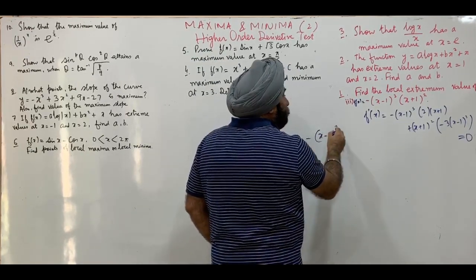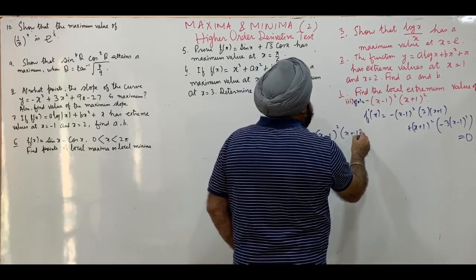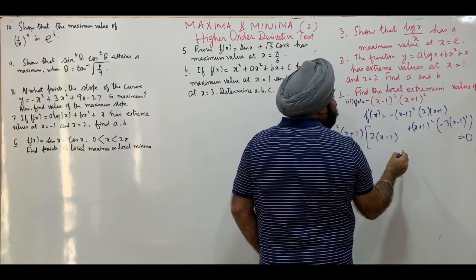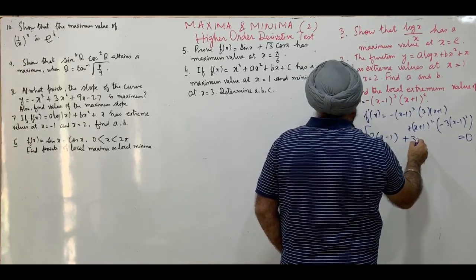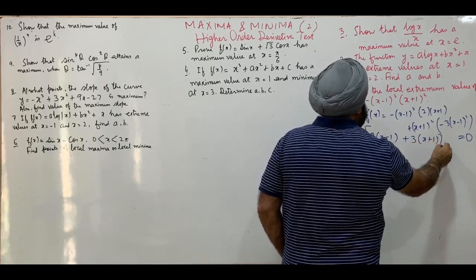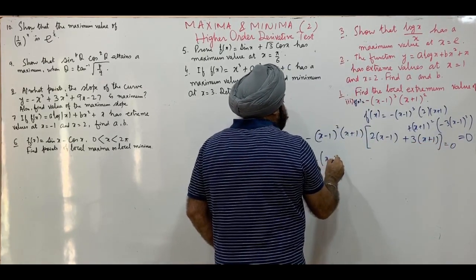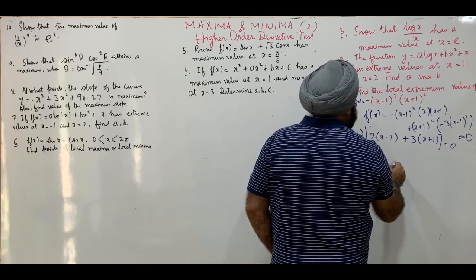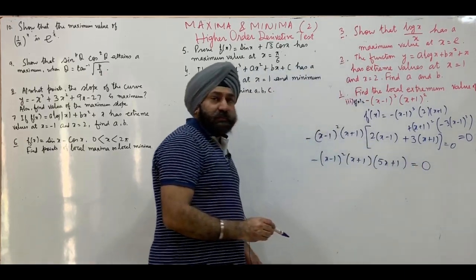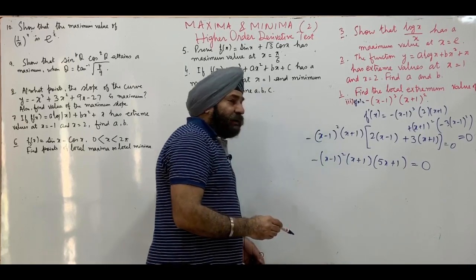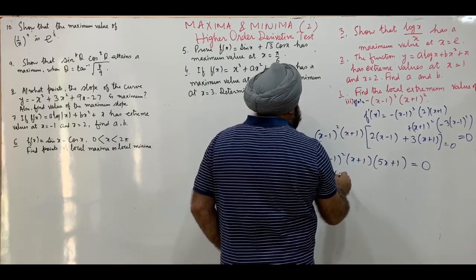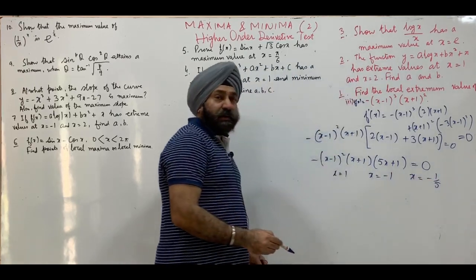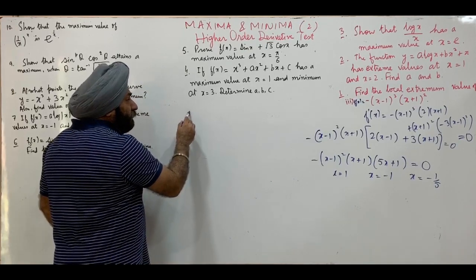Taking minus (x minus 1) whole square into (x plus 1) common, we have 2 into (x minus 1), and this is plus 3 into (x plus 1). This is equal to 0. Minus (x minus 1) whole square, this is 2x plus 3x, that is 5x, and plus 1, this is 0. We have 3 factors. Product of 3 factors equal to 0. This gives us x equal to 1, x is minus 1, or x is minus 1 by 5. These are the 3 critical points. Now we find out the second order derivative.